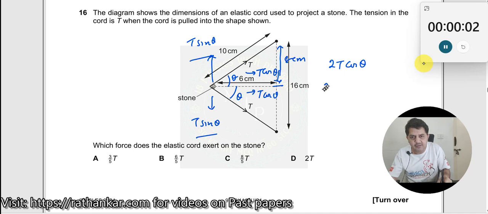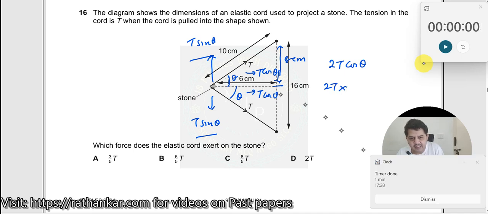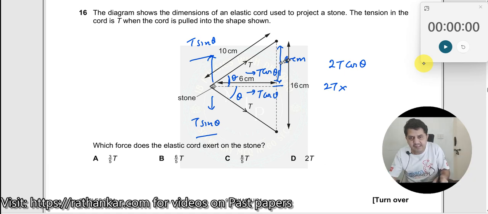So I will just write 2T multiplied by, what is the value of cos theta? Here, if this is 6 and this is 8, this should be 10 here, right? 6 square plus 8 square is equal to 10 square, Pythagoras theorem. So therefore, cos theta should be adjacent, what is this adjacent? 6 centimeter divided by hypotenuse. What is the hypotenuse? 10 centimeter. So it should be equal to 2T into 3 by 5, right?